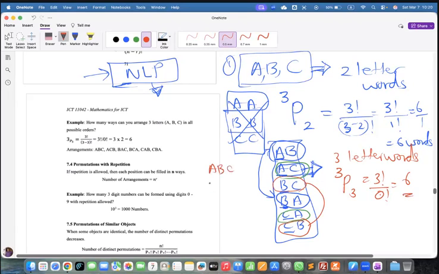So what are the 6 words? ABC, ACB, BCA, BAC, CAB, CBA. We cannot write any other three-letter words.